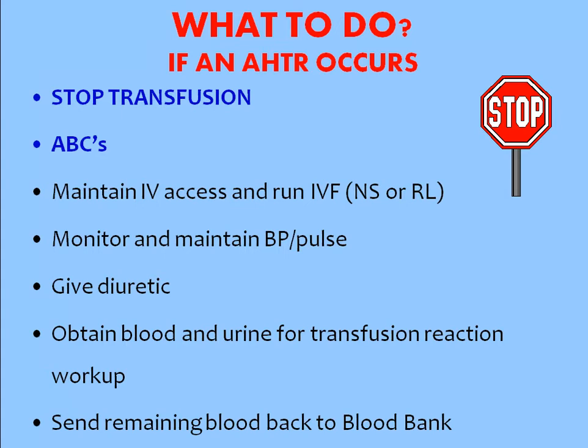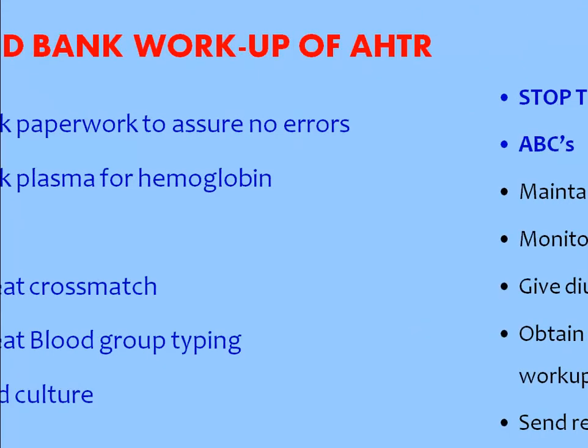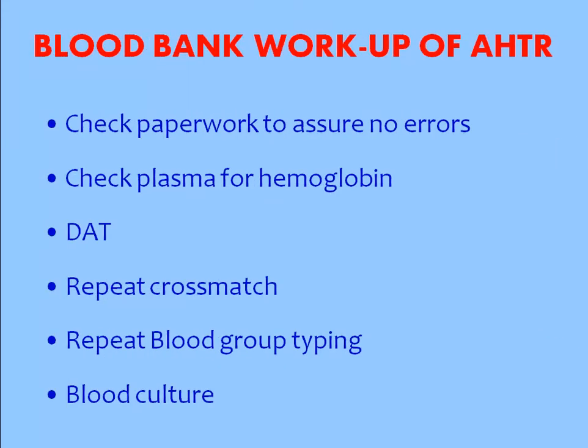Then we have to check for what went wrong. That is, you take back the stopped blood to the blood bank and check if it is labeled properly, and if cross matching should be done again. Then blood grouping and typing should also be done again, and blood culture needs to be done if everything is normal.